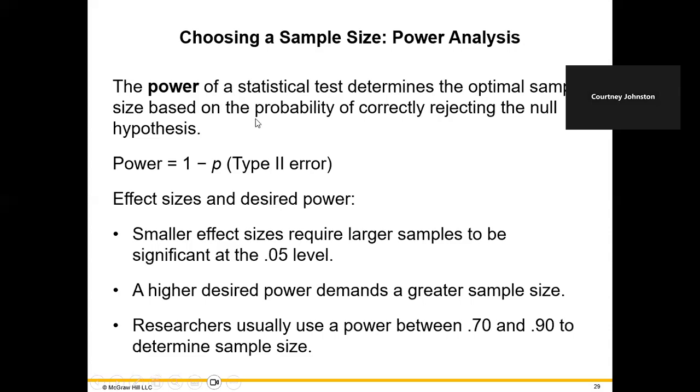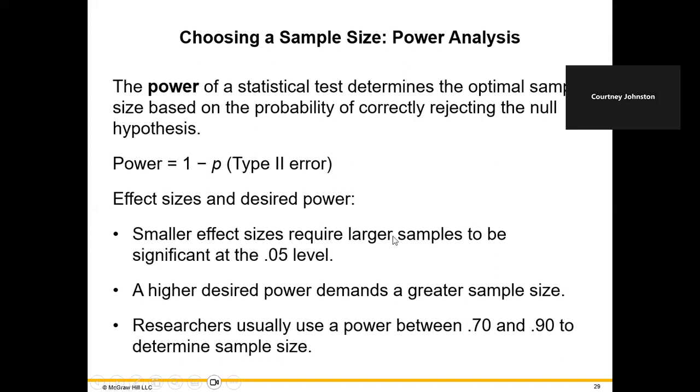Now, the power of a statistical test determines the optimal sample size based on the probability of correctly rejecting the null hypothesis. There are programs that can determine, based upon the study you're conducting, how many participants you should have. They'll give you the minimum number, which gives you a significant amount of power regarding the results of your study. If you include more participants than that, that would increase your power even more. Power equals 1 minus the type 2 error.